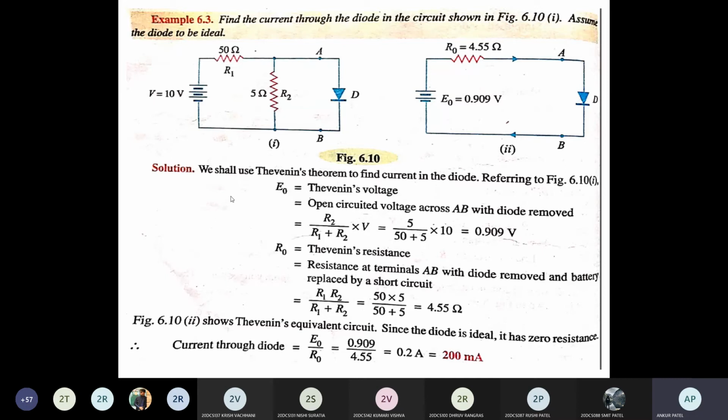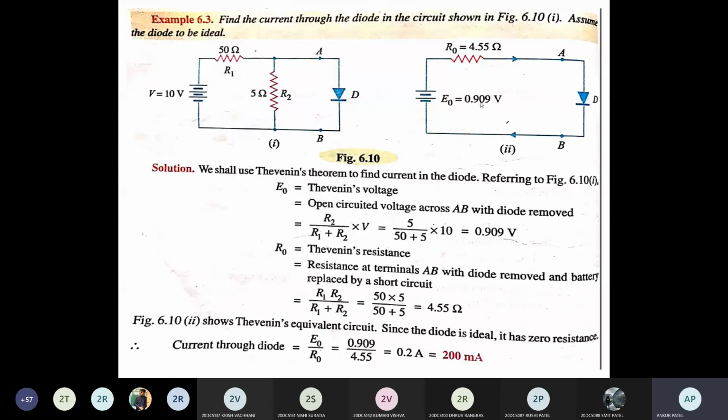Now suppose we are using Thevenin's theorem. In Thevenin's theorem, what do we do to find the current in the diode? E0 is your Thevenin's voltage, that is the open circuit voltage across points A and B with the diode removed. So when we use Thevenin's theorem, circuit diagram 1 is replaced by circuit diagram 2, according to Thevenin's theorem.